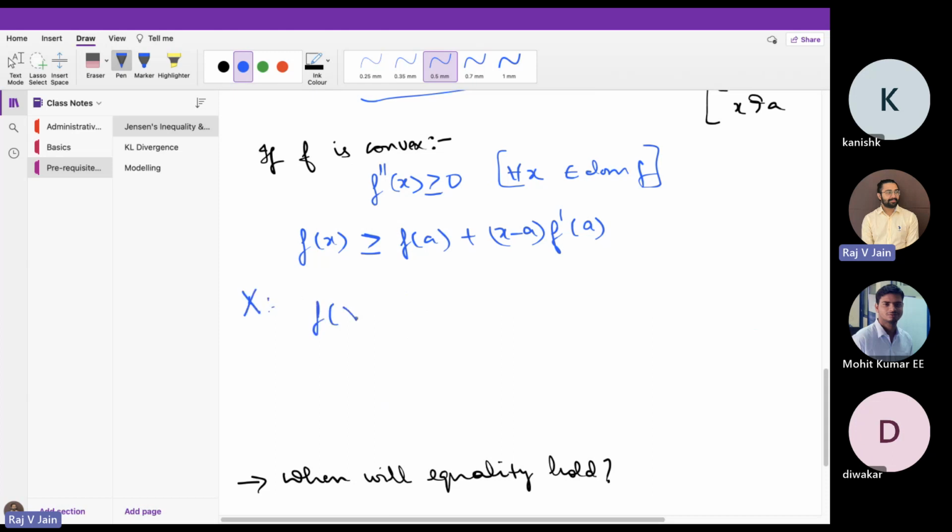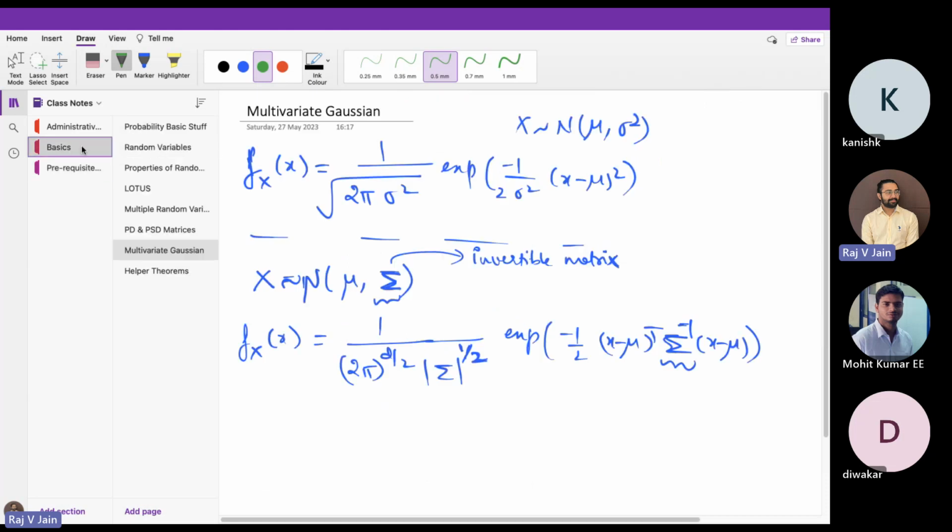So then I can write f of capital X is greater than or equal to f of a plus x minus a f dash of a. So mind you, here x is a random variable, so f of x is also random, right? Here x minus a becomes random, so because x is a random variable, this whole expression becomes a random variable. So we are comparing two random variables, with the relation that some random variable is greater than or equal to some other random variable, right?